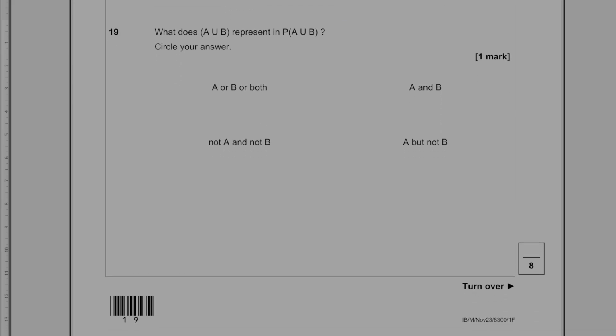Okay, question 19. What does A ∪ B represent in the probability of A ∪ B? Circle your answer. So that's the union. So that's the union of A and B. So that would be A or B or both.